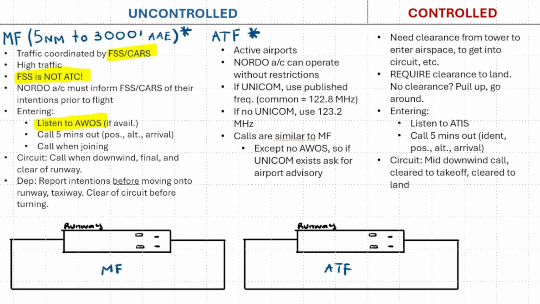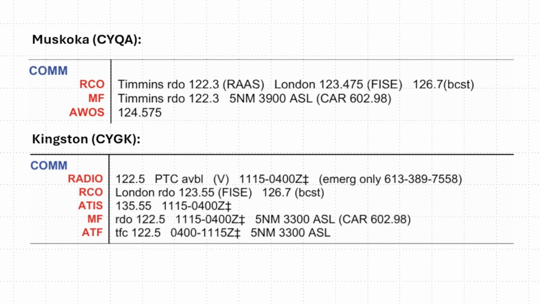Let's quickly go over 2 MF airports here. Okay, so we have Muskoka, and I'm in the comms section of the CFS here. So you can see that it says MF, and if we keep going to the right, it says Timmins Radio 122.3. So why does it say Timmins if we are going to the Muskoka airport? Well, Muskoka has an MF linked to Timmins Radio. The people aren't actually at Muskoka. They are at Timmins, and there's nobody physically watching you when you're at Muskoka, okay? So they're not there to visibly see what's going on.